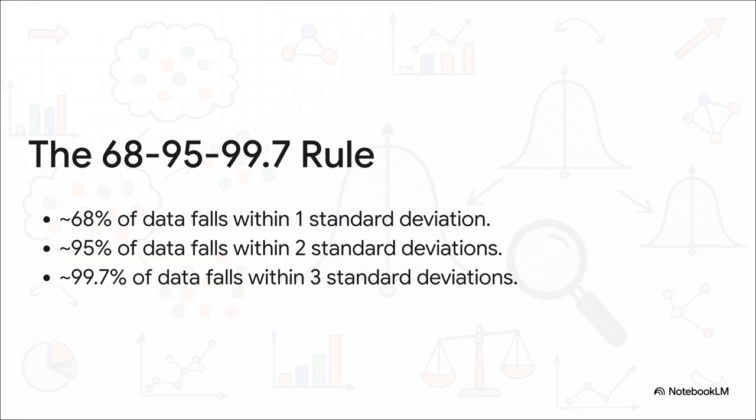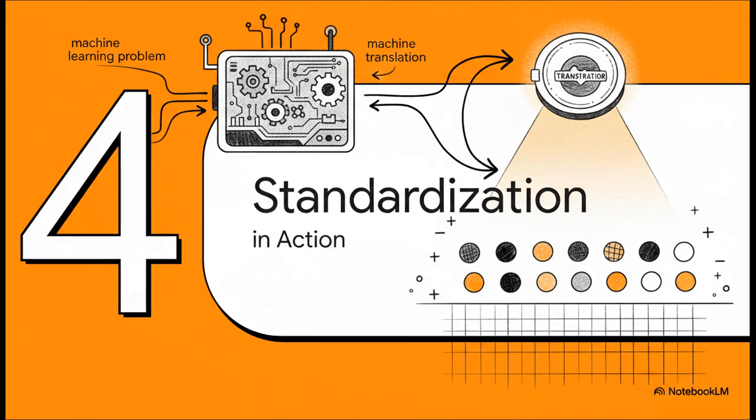It basically says that for any data that follows this curve, about 68% of everything will have a z-score between -1 and +1. About 95% will be between -2 and +2. And almost everything, 99.7% of all data, will fall between -3 and +3. So a z-score doesn't just tell you where you are, it tells you how rare or how common your position is. It's amazing.